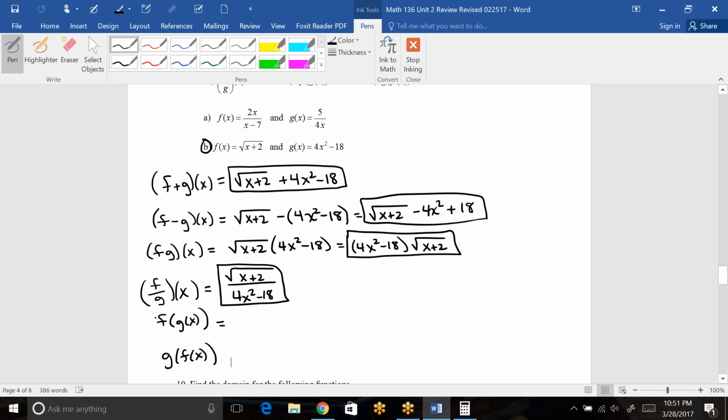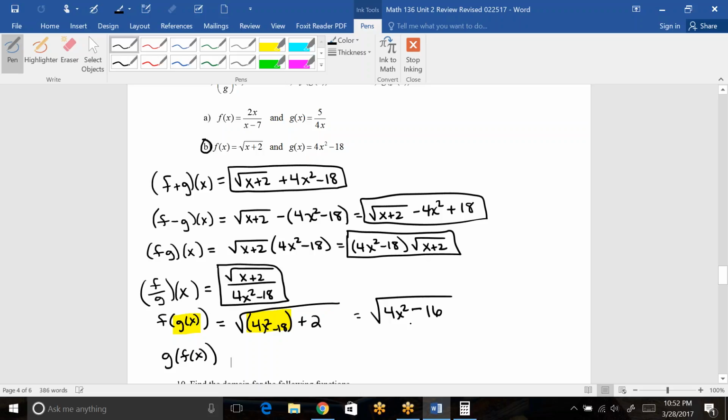For the first one, you're going to write F, and everywhere you see an X in that function, you're going to leave a blank because we're going to end up plugging G into F. So we write square root and then a blank, which I usually write with parentheses, and then plus 2. In our blank, we write G of X, which is 4x squared minus 18. So if I drop that parentheses, this would be 4x squared minus 16 overall.